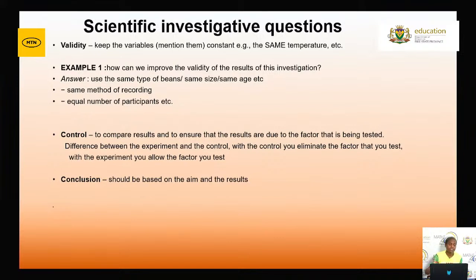And then the last thing on the scientific investigation questions is the conclusion. So just make sure that your conclusion is based on the aim and the results. This is where you will be comparing the results together with what? With the aim.